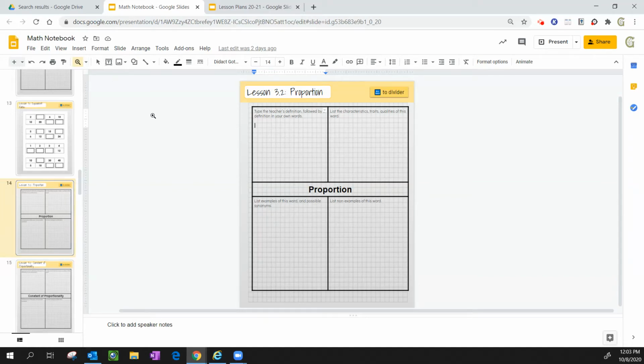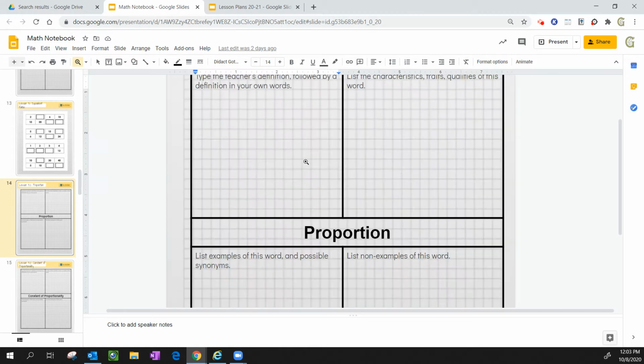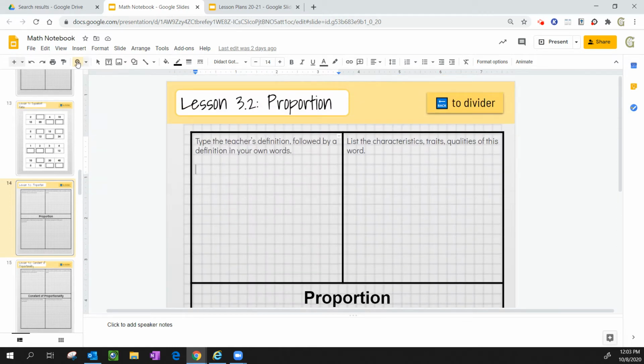All right, so the next word we're going to talk about here is proportion, which is a word that you have probably already seen in sixth grade. And so we're going to keep building on our understanding of it like we've been doing. I'm going to press the little magnifying glass to zoom a little bit here since we're just going to do this page today so you can see better. And then I'll press the arrow so it stops zooming.